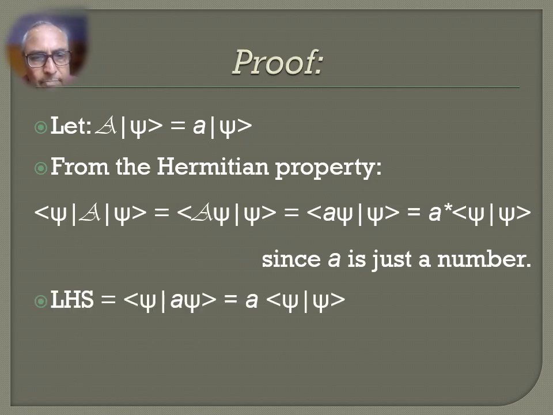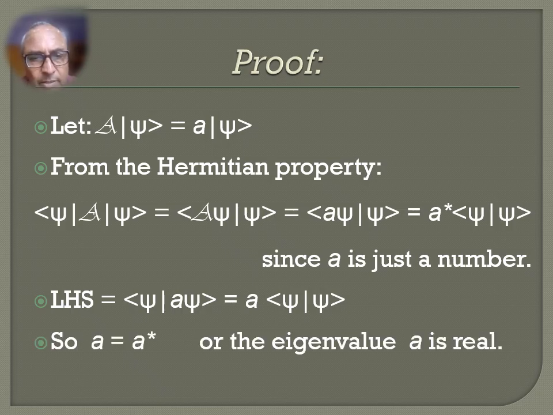Okay. But the left hand side is just bra psi times small a psi ket, which is equal to small a times bra psi psi ket. Again, we can take a out of the bracket since a is just a number. So comparing these, we see that a times bra psi psi ket is equal to a star times bra psi psi ket, or a is equal to a star, or the eigenvalue a is real.